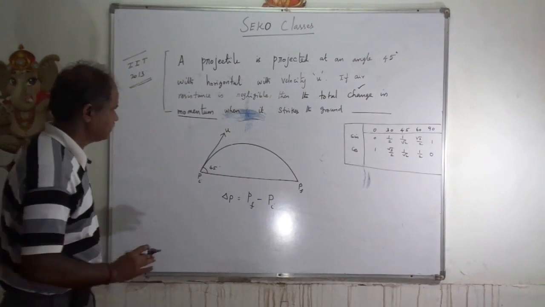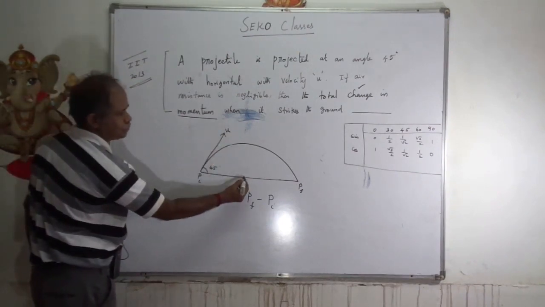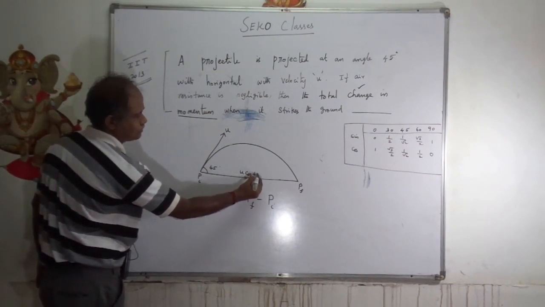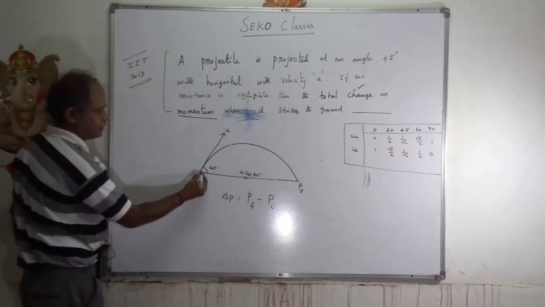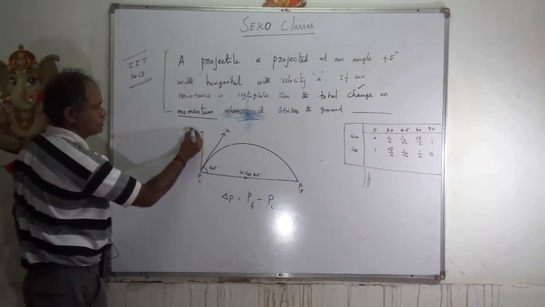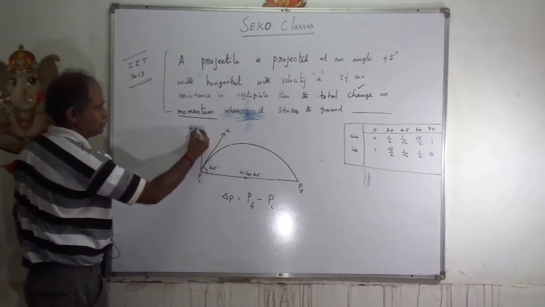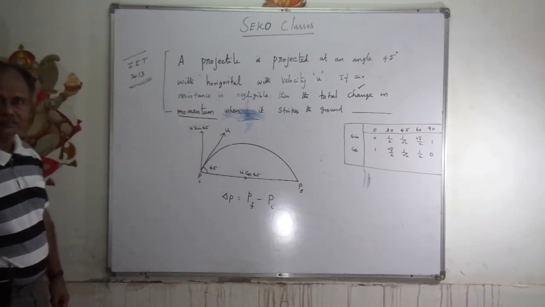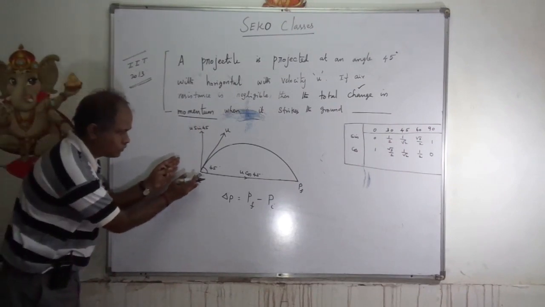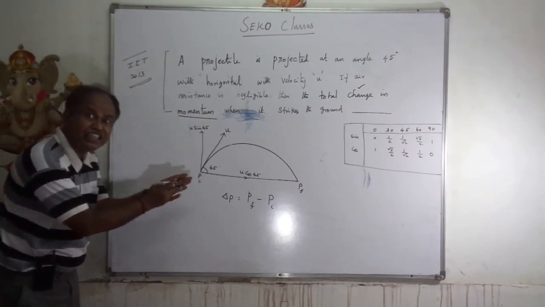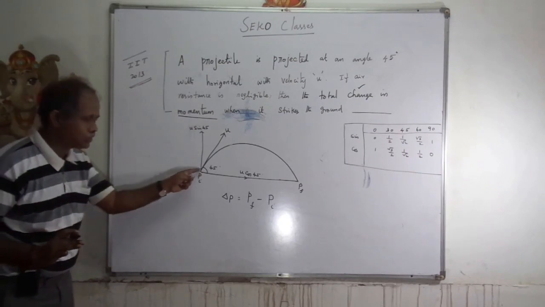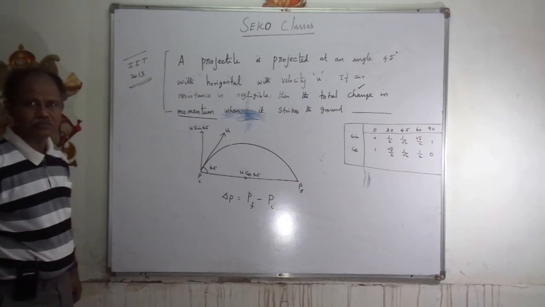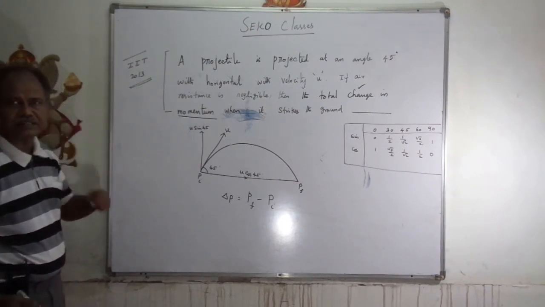For example, u can be divided into two components: the horizontal component u cos 45, and in the same manner the perpendicular component u sin 45. Now I am going to find the value of the initial momentum, at the point when the projectile starts to move.